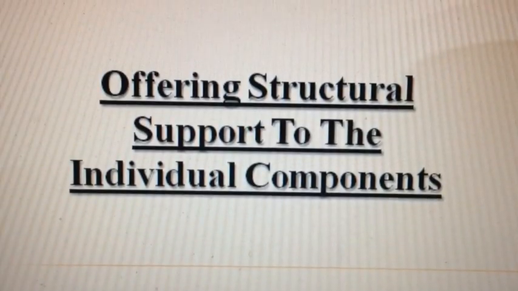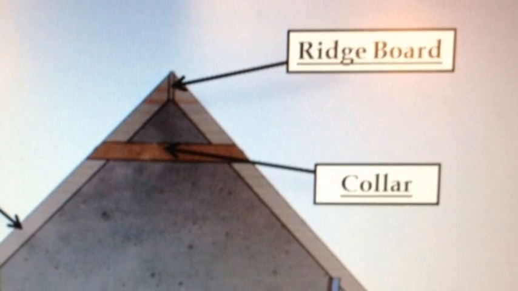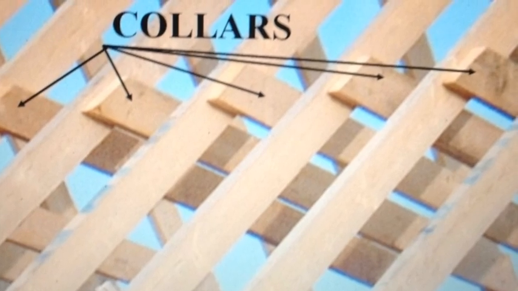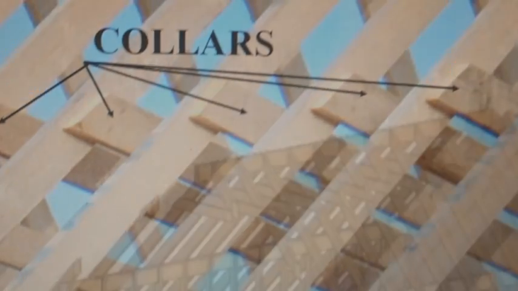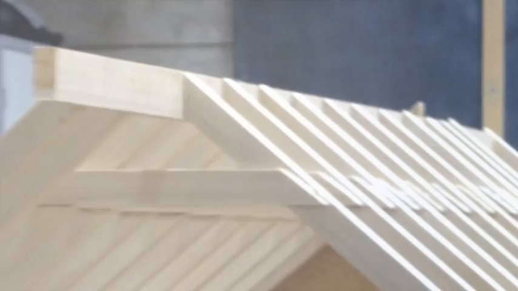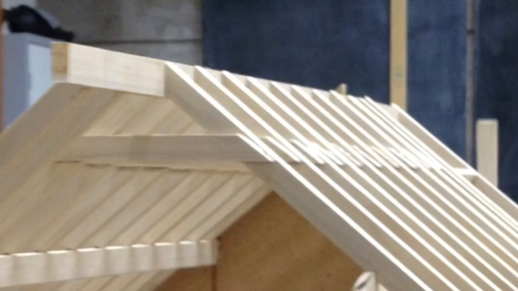Let's now focus on how to offer strength and structural support to the individual components of the roof. The first type of structural support which we will look at is the collar. The collar is made from the same size material as the common rafter and runs horizontally across from one rafter to the other. The collar offers structural support to the top section of the roof, preventing the common rafters from buckling in. In these images, the collar is positioned at a height to allow for living accommodation.